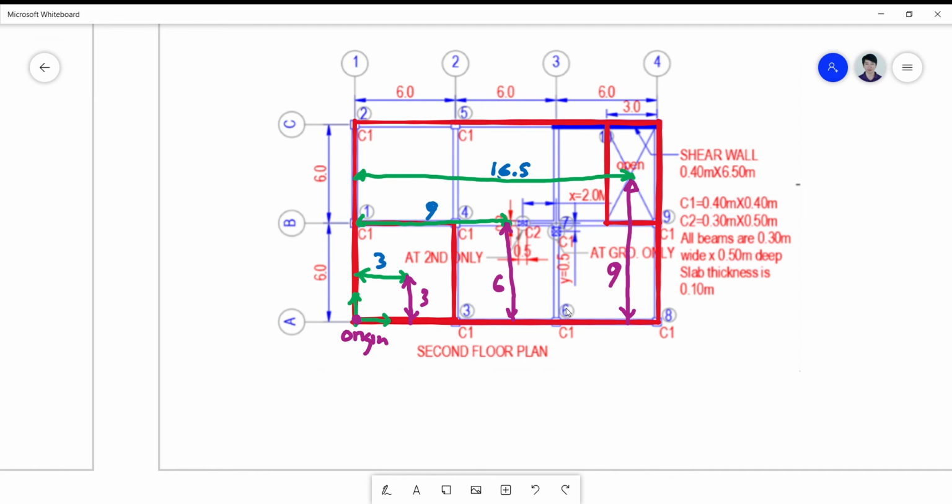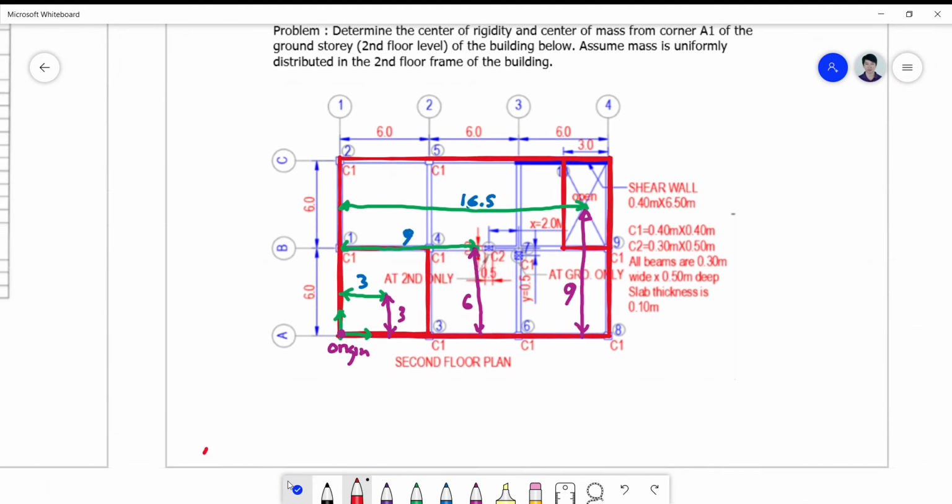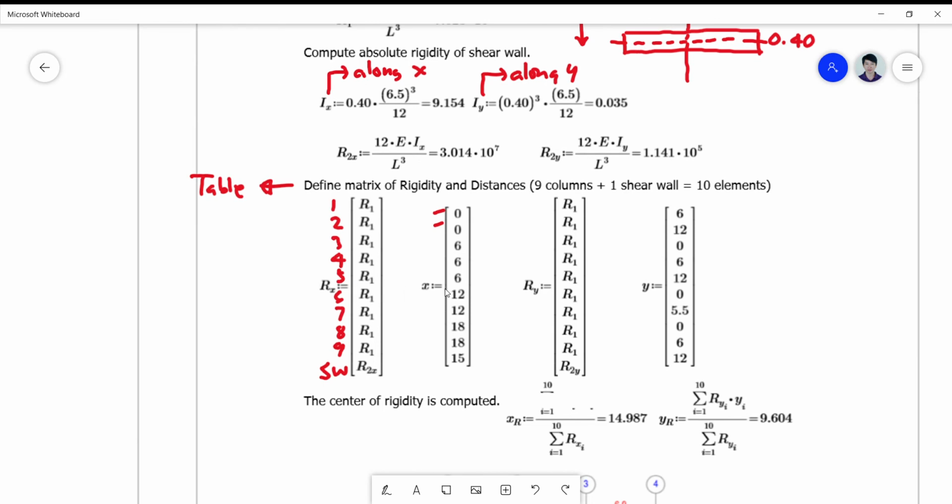column 3 and column 6 have 0, including column 8, and then column 1, 4, and 9 have 6. Column 7 has 6 minus 0.5. Okay. And then column 2 and column 5 have 12, while the shear wall also has 12. Okay. So those are the distances that we are referring to as x. So this is 0, 0, 6, 6, 6, 12, 12, 18, 18, and then 15. And then for y, it's 6, 12, 0, 6, 12, 0, 5.5, 0, 6, 12.